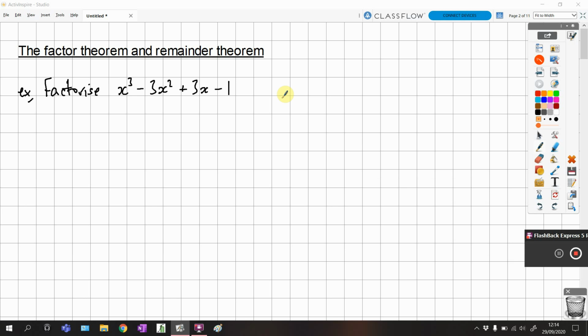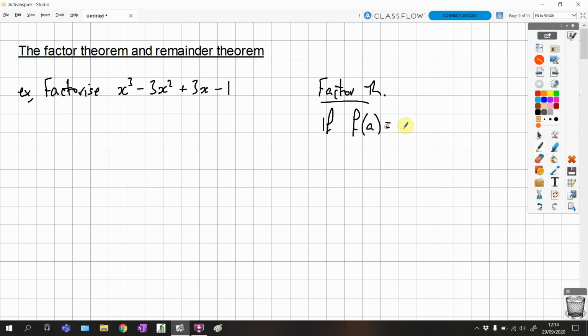You know how to factorise a quadratic. That should be basic. But this is significantly more difficult. Apart from anything else, we can't see any obvious factors. So we can use the factor theorem. The factor theorem says if f of a equals 0, then x minus a is a factor of f of x.